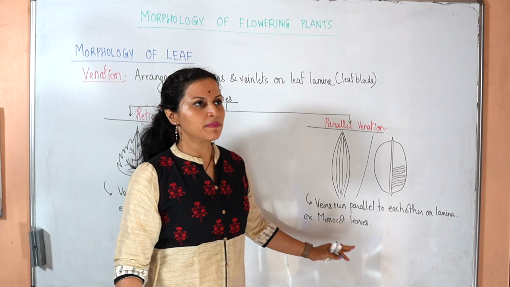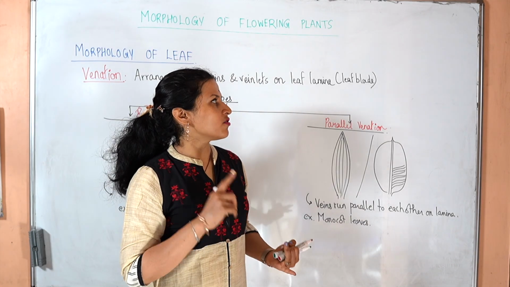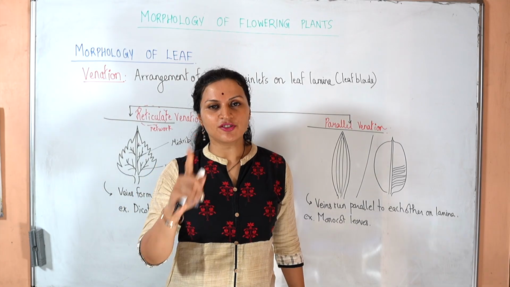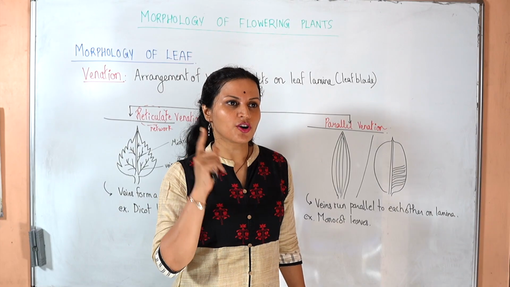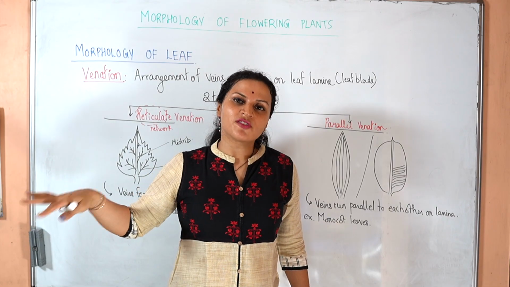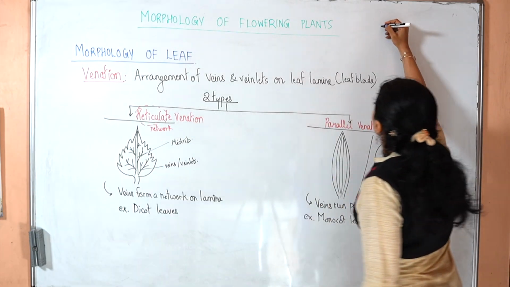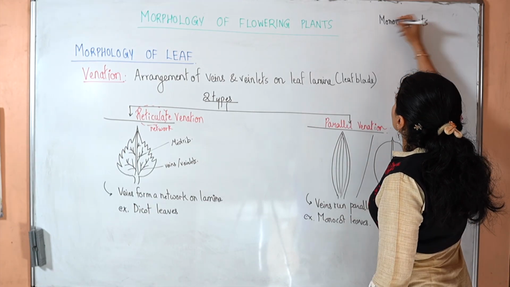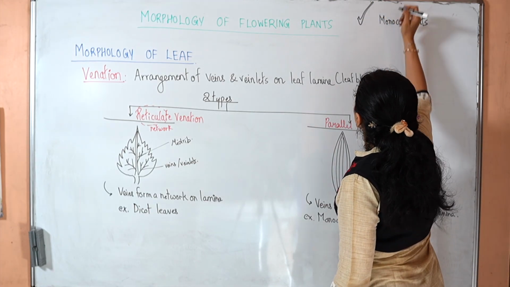What are these monocot plants? So I will give you a list of 16 plants. You have to learn by heart that list of monocot plants. All the other examples of plants will be dicots. You have to remember the list of monocot plants. This is a very important list for you for NEET.